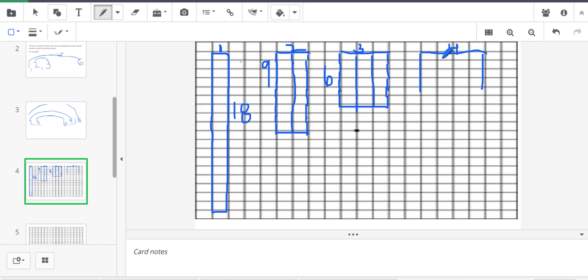So I have 1, 2, 3, 4, 5, 6, 7, 8, 9, 10, 11, 12, 13, 14, 15, 16, 17, 18. Oops! Not each row gets the same equal amount of squares going down. Therefore, I know that 4 can't be a factor of 18.